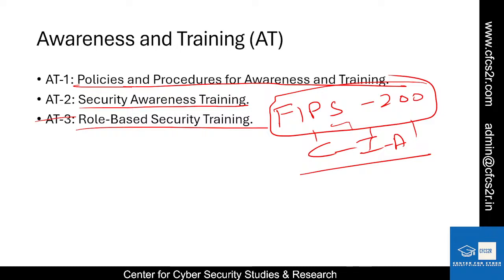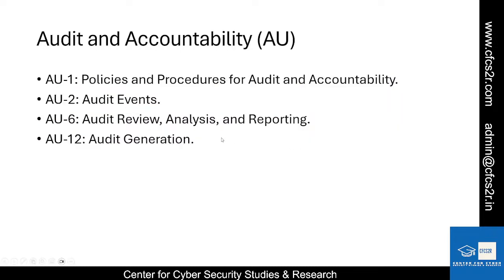Then the other important part is literacy training and awareness, that is 82 and 83. They also focus on nearly the same part. Then we have another important part, that is audit and accountability.